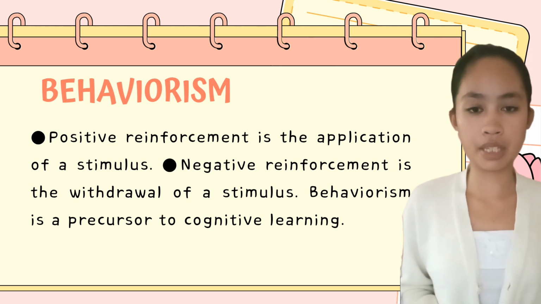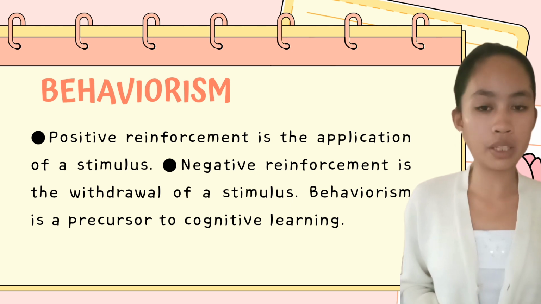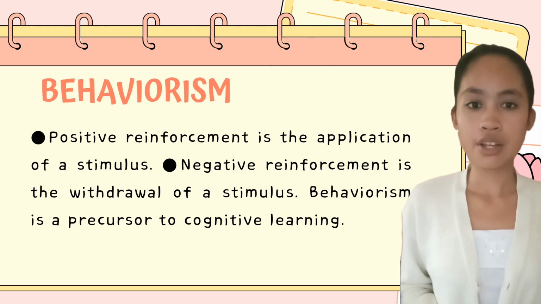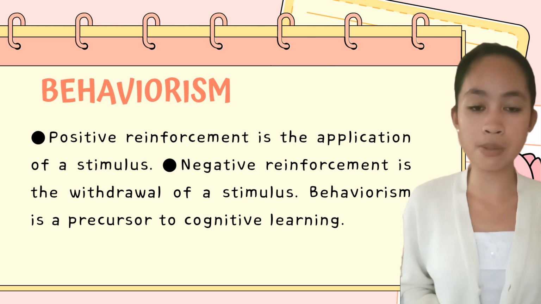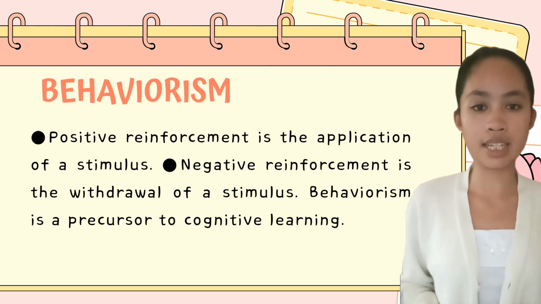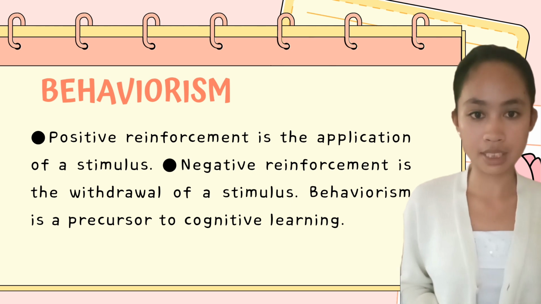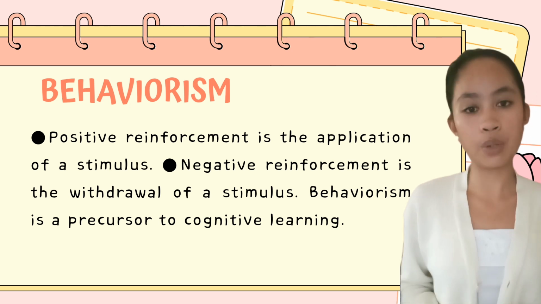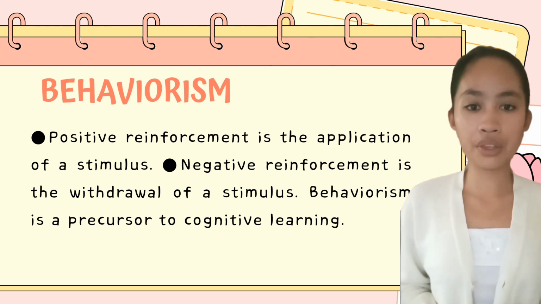So what does it mean? It means that behaviorism came first, focusing only on the actions that we can see, like reward changing behaviors. And cognitive learning later built on this by adding the study of invisible mental processes. So think of it like this. Behaviorism taught us how actions are shaped, and cognitive learning answered why we think the way we do while acting. So those were the characteristics of behaviorism theory.